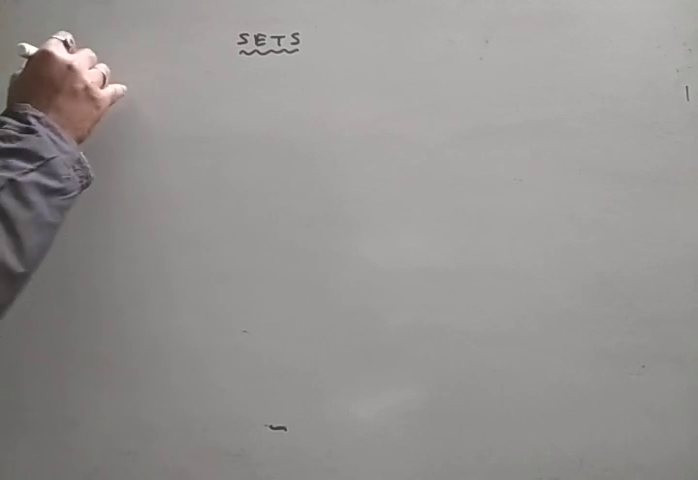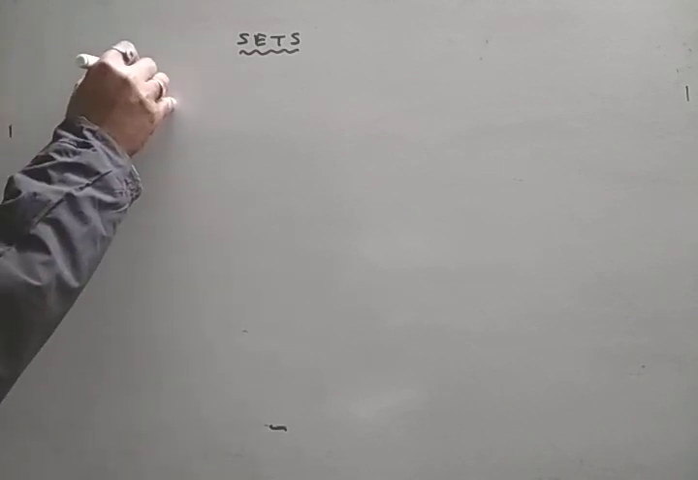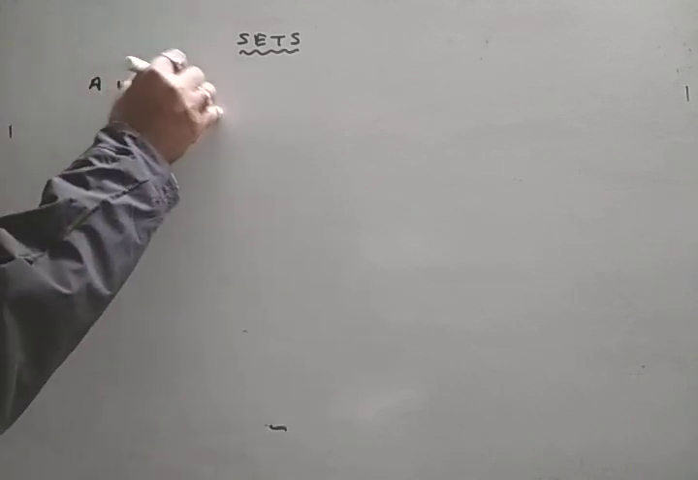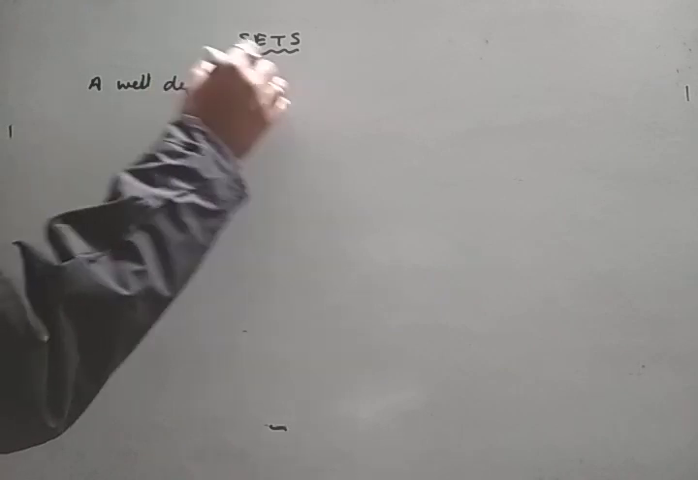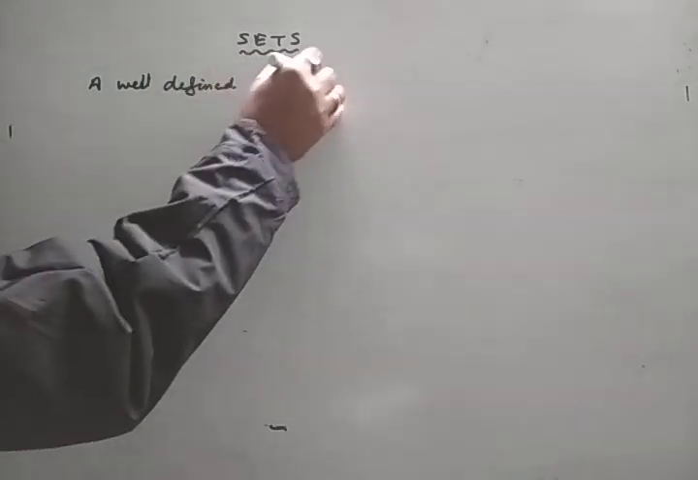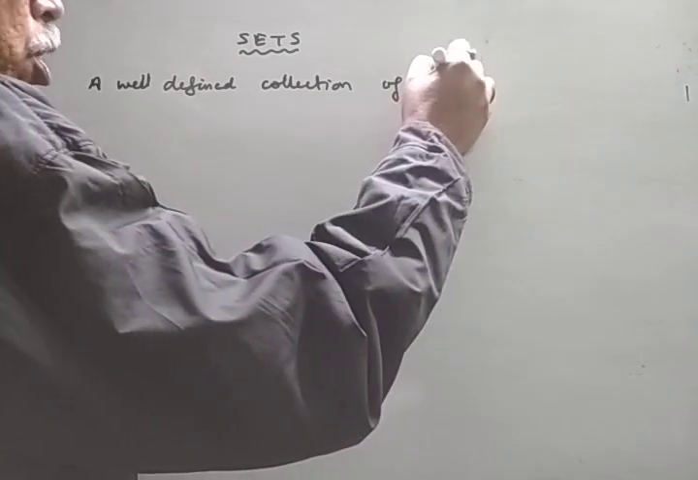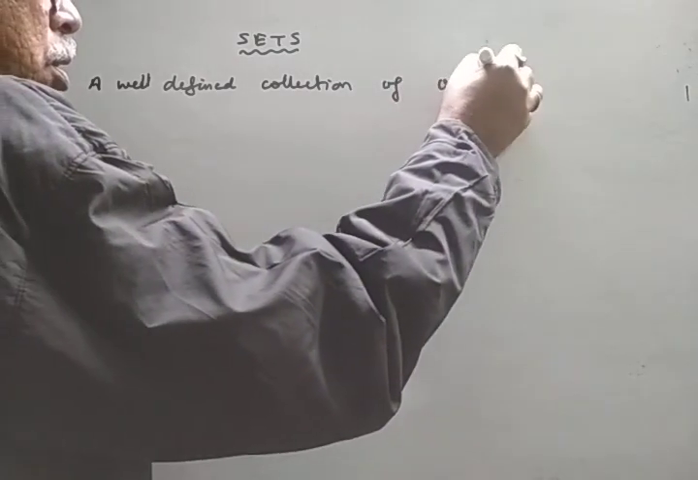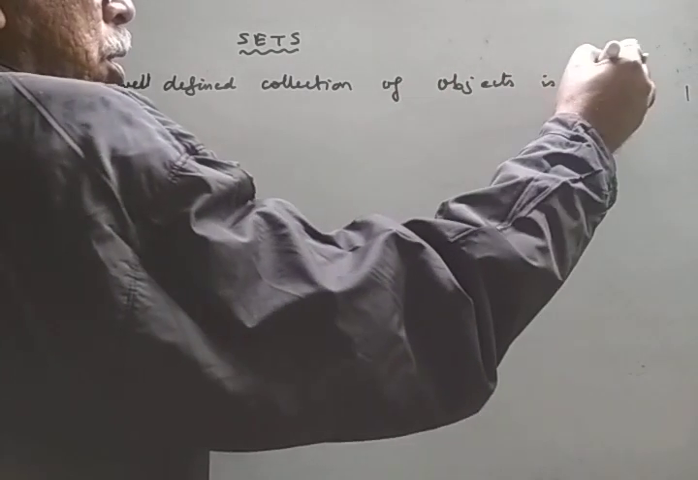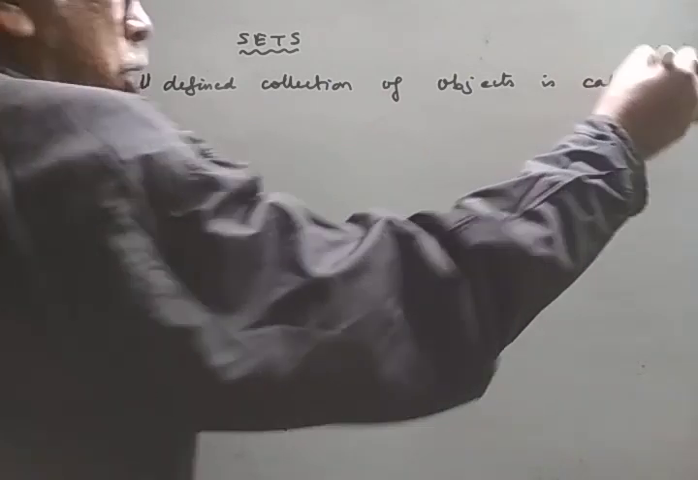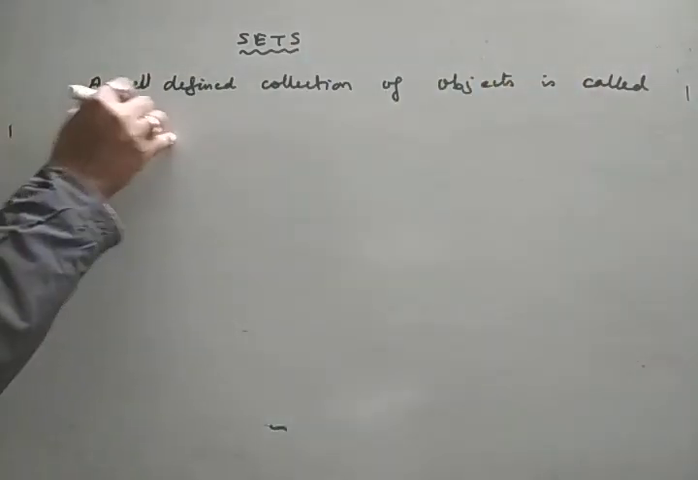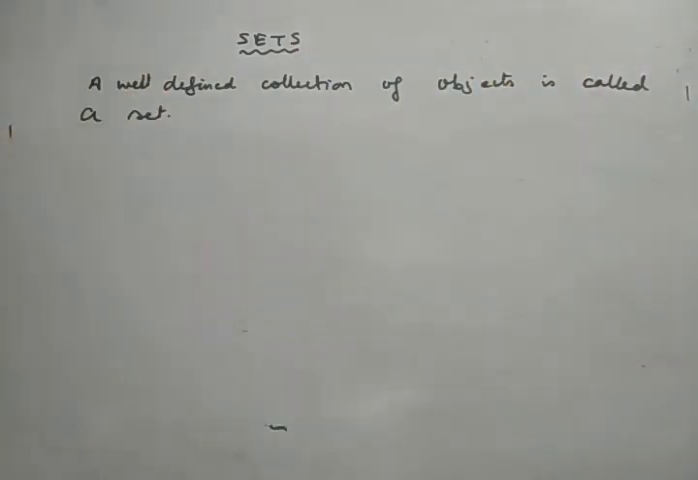A well-defined collection of objects is called a set. A well-defined collection of all objects is called a set.